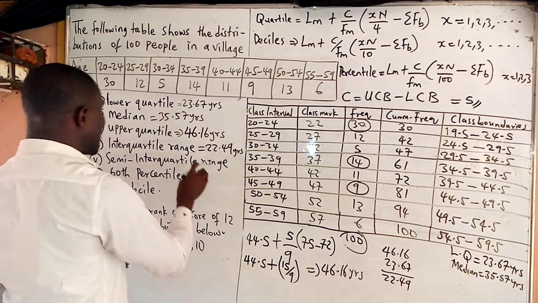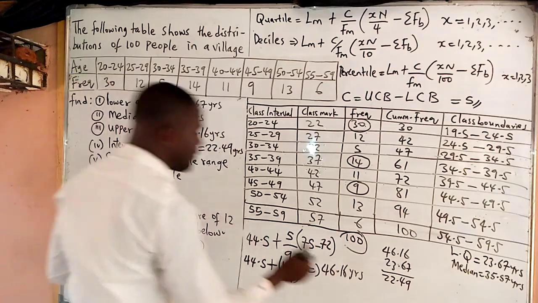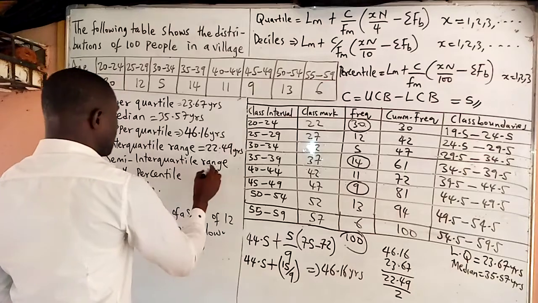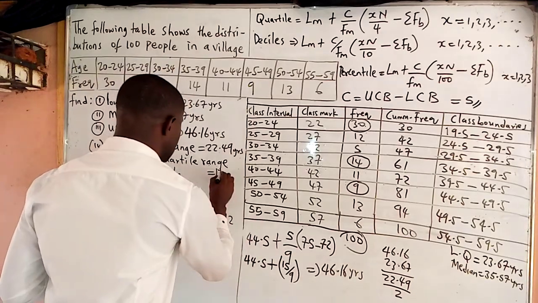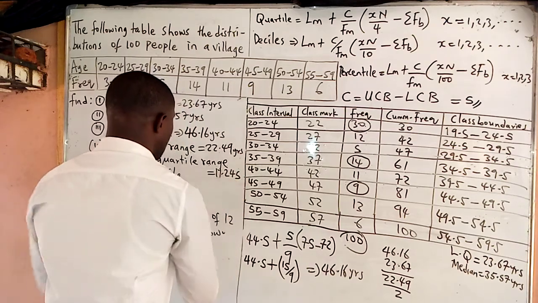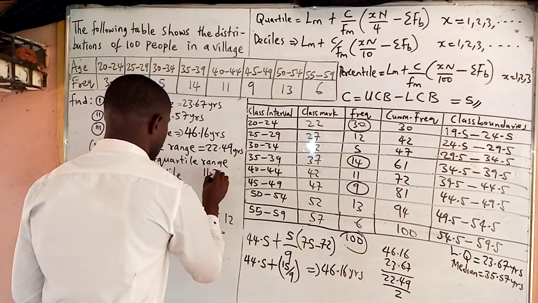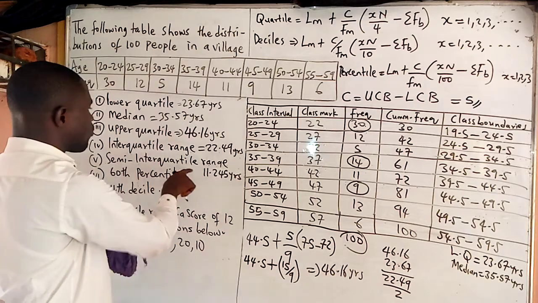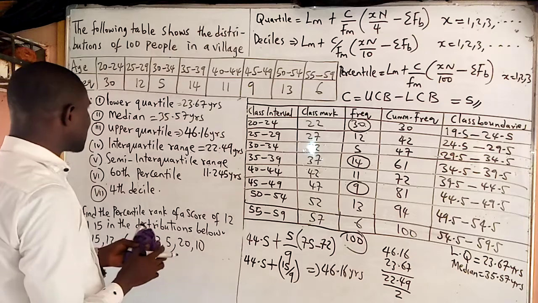Then semi-interquartile range. Semi-interquartile range means interquartile range divided by 2. Once we divide interquartile range by 2, that will be giving us 11.245 years. That is about semi-interquartile range, that is interquartile range divided by 2. What is the 60th percentile?